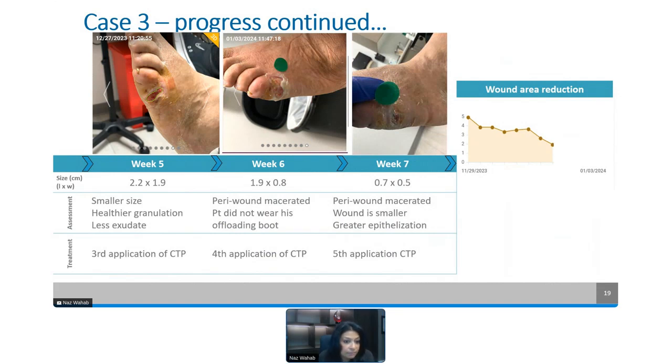Next case, or actually the same case, he goes on to closure around week 8. Here's the last image at week 7 after 5 applications of CTP. Again, indicating that we need to have an algorithmic approach. These are hard to heal wounds anyways. These patients have multiple comorbid conditions. He's end-stage renal disease, and he's on dialysis. These patients are vasculopathic and are very difficult, and so targeting them with this algorithmic approach, I think, is very important.